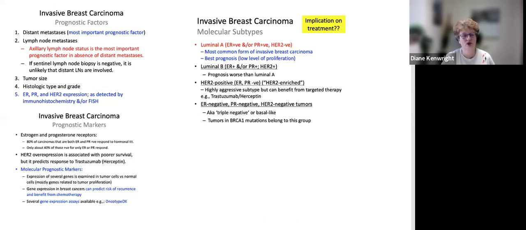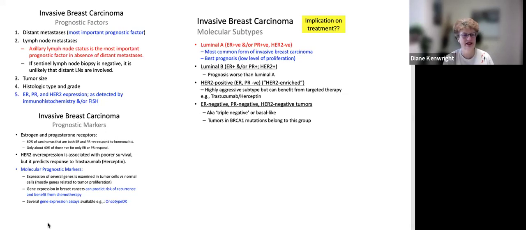You've learned about important prognostic factors in breast cancer, including staging factors like tumor size, lymph node metastases, and distant metastases. You've learned about estrogen and progesterone receptor as prognostic factors and HER2. And you've learned that there are other tests that we can use for prognosis, such as Oncotype DX. And you've learned that moving into the new molecular era of cancer, we can classify breast cancer according to its molecular type.